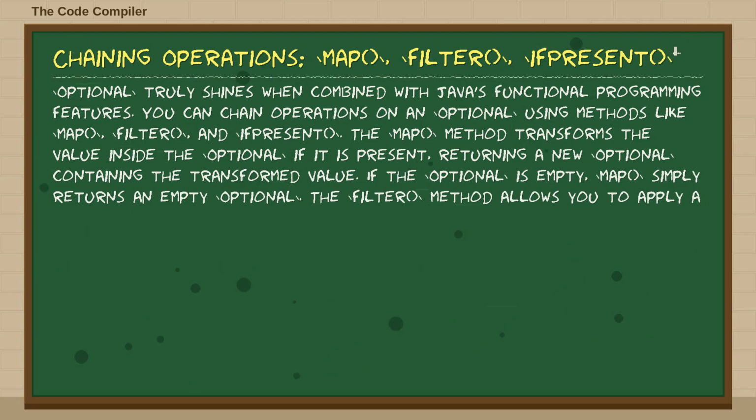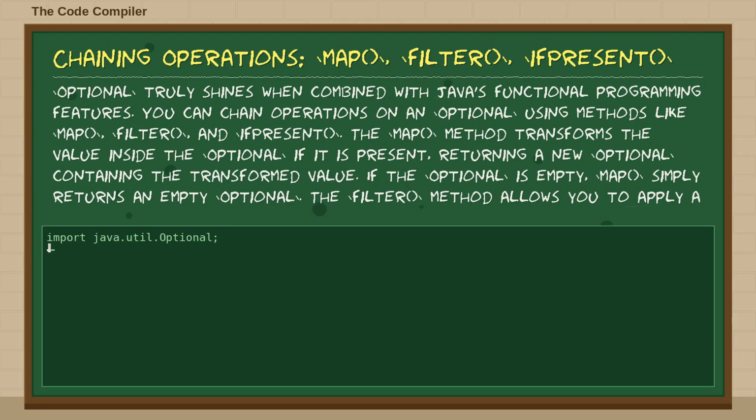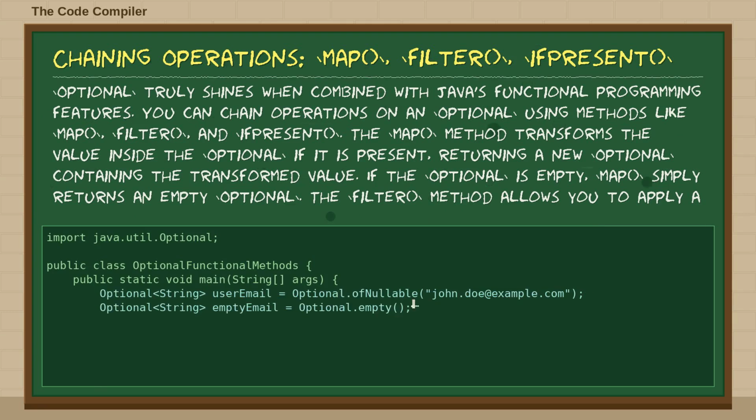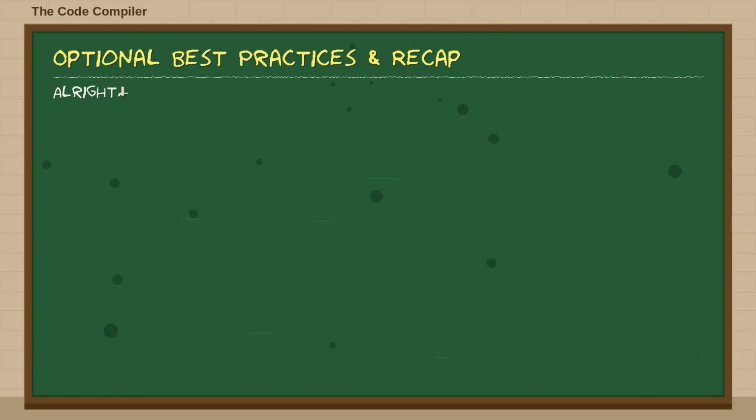The filter method allows you to apply a condition. If the value is present and matches the condition, the Optional is returned, otherwise an empty Optional is returned. Finally, ifPresent lets you perform an action on the value only if it is present. These methods enable a fluent and expressive way to process values without explicit null checks, making your code cleaner and more concise.